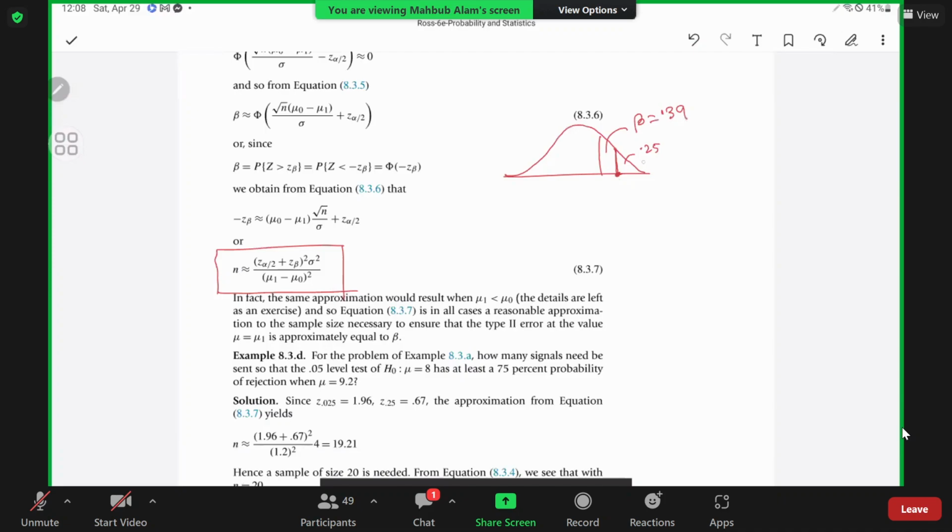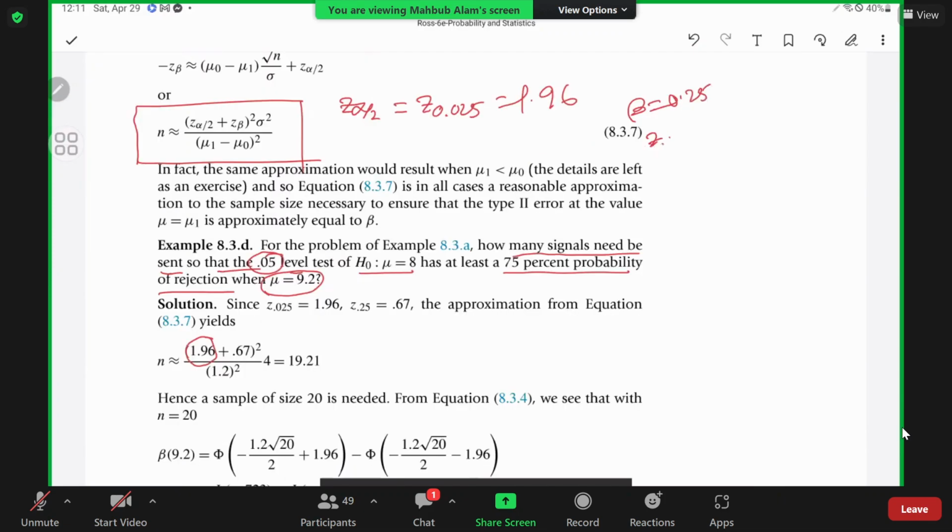So Z 0.25 equals 0.68, as we have seen from the table, but they have taken 0.67. Either one is okay. So 0.67. Then sigma square is 4, as we have been continuing. The difference between these two, 8 and 9.2, is 1.2, so 1.2 square. And we find that 19.21 is the value of n that we need to have a probability of type 2 error equal to 0.25.